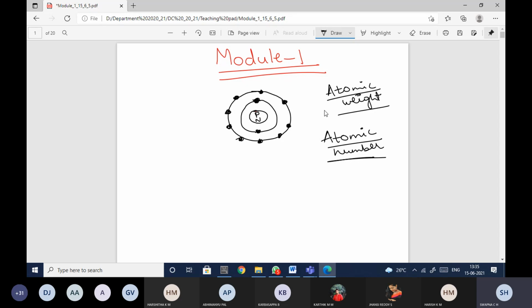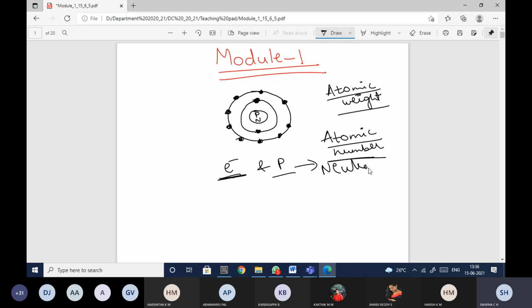Atomic weight is the number of protons plus the number of neutrons in an atom. Atomic number is either the number of protons or the number of electrons of a neutral atom. When do you say that the atom is neutral? If the number of electrons and the number of protons are the same, then we call that particular atom neutral.